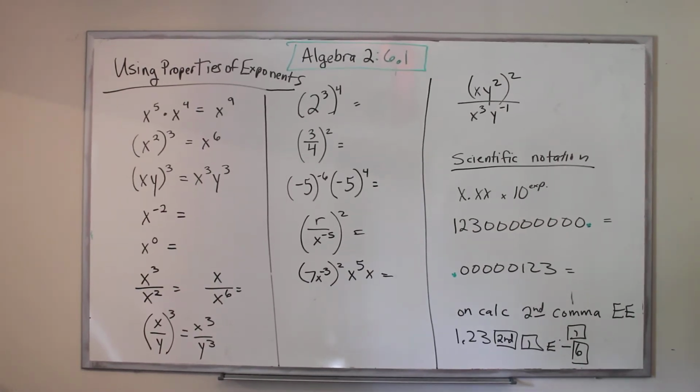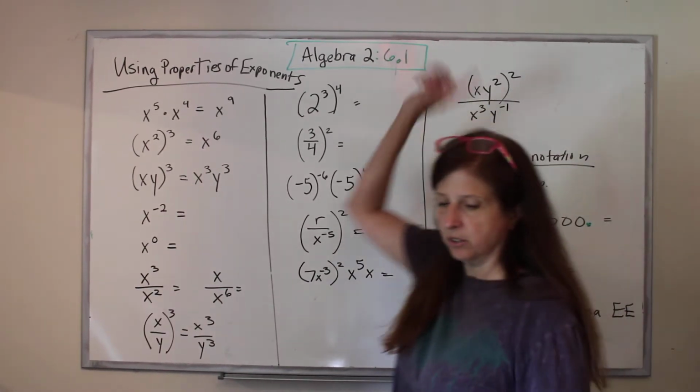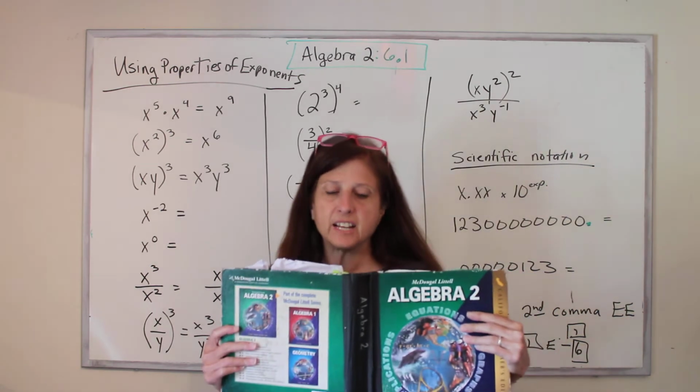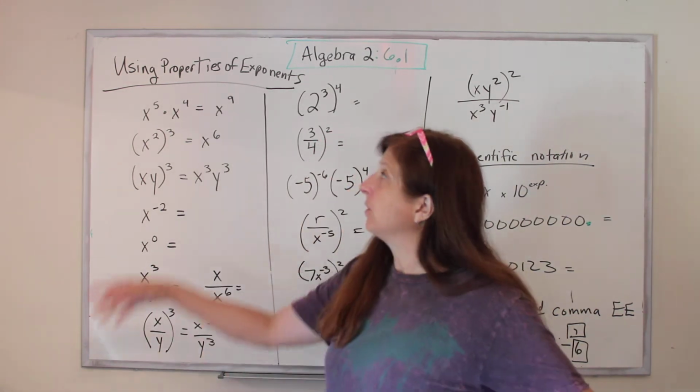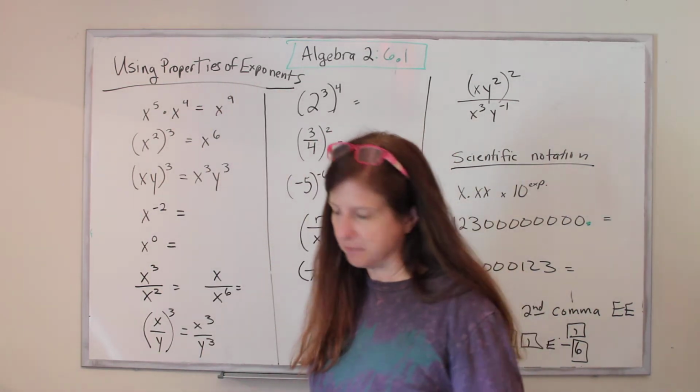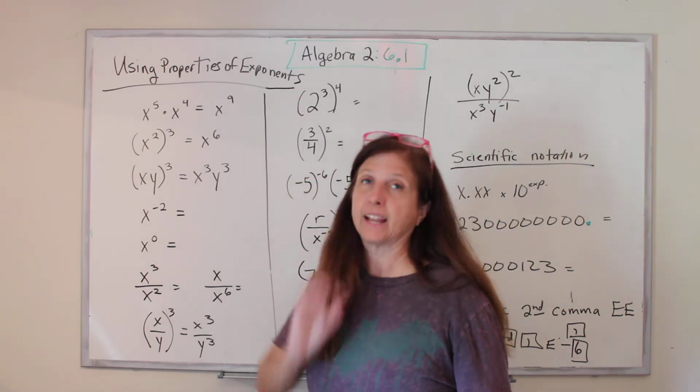Welcome back to Algebra 2, Chapter 6, Section 1. In this book, we are talking about exponents, and my handwriting up there is extra bad.